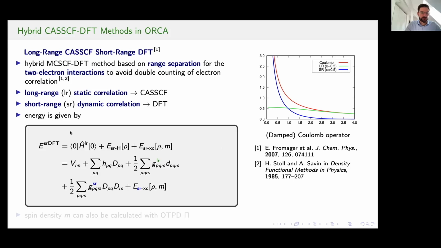The energy of short-range DFT then looks as follows. We use the long-range part of the Hamiltonian and calculate the expectation value to describe the CAS-SCF part. Then we have a short-range Hartree term and a short-range exchange correlation term. Originally in short-range DFT, the exchange correlation functional, just including the short-range part, was evaluated with the spin density, but it can now also be used with the on-top pair density.